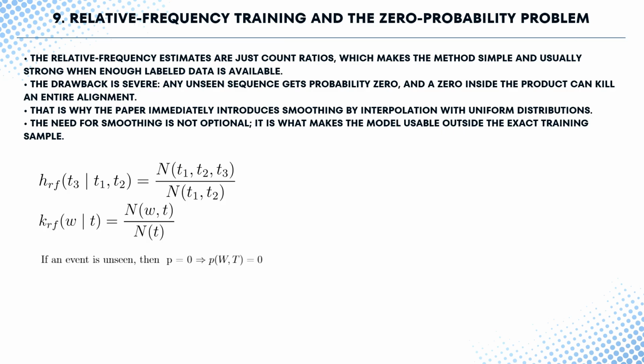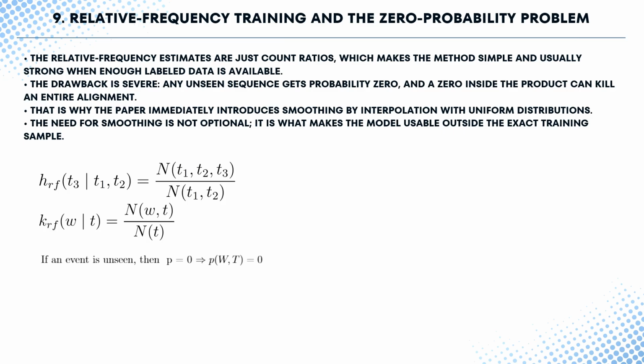Now let's go deeper into relative frequency training and its limitation. First, relative frequency estimates are just count ratios, and as we discussed, we compute probabilities directly from observed counts. This works very well when we have sufficient data and observations cover most of the cases. So this method is simple, interpretable, and a strong baseline. But the most critical point is that any unseen sequence will get probability 0.